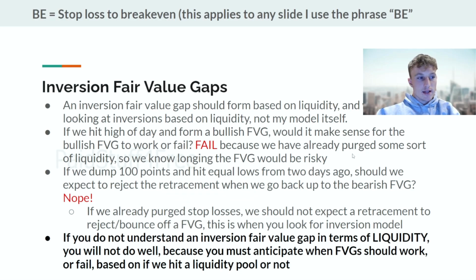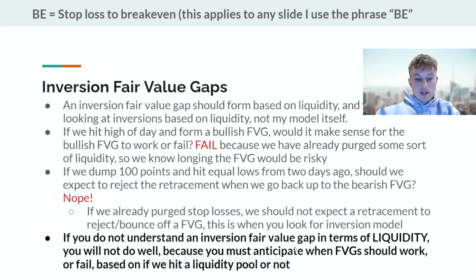Okay. And you need to understand that if we purge buy side, why would we bounce off a bullish fair value gap? We wouldn't. If we dump 100 points and hit equal lows from 2 days ago or whatever it may be from, should we expect a retracement to reject right away? No. Okay, you should not expect the first bearish fair value gap we see to reject, because if we swept equal lows, right, you're not going to expect that to reject. Right? If we already purged stop losses, we should not expect a retracement to reject or bounce off a fair value gap when you look for the inversion model.